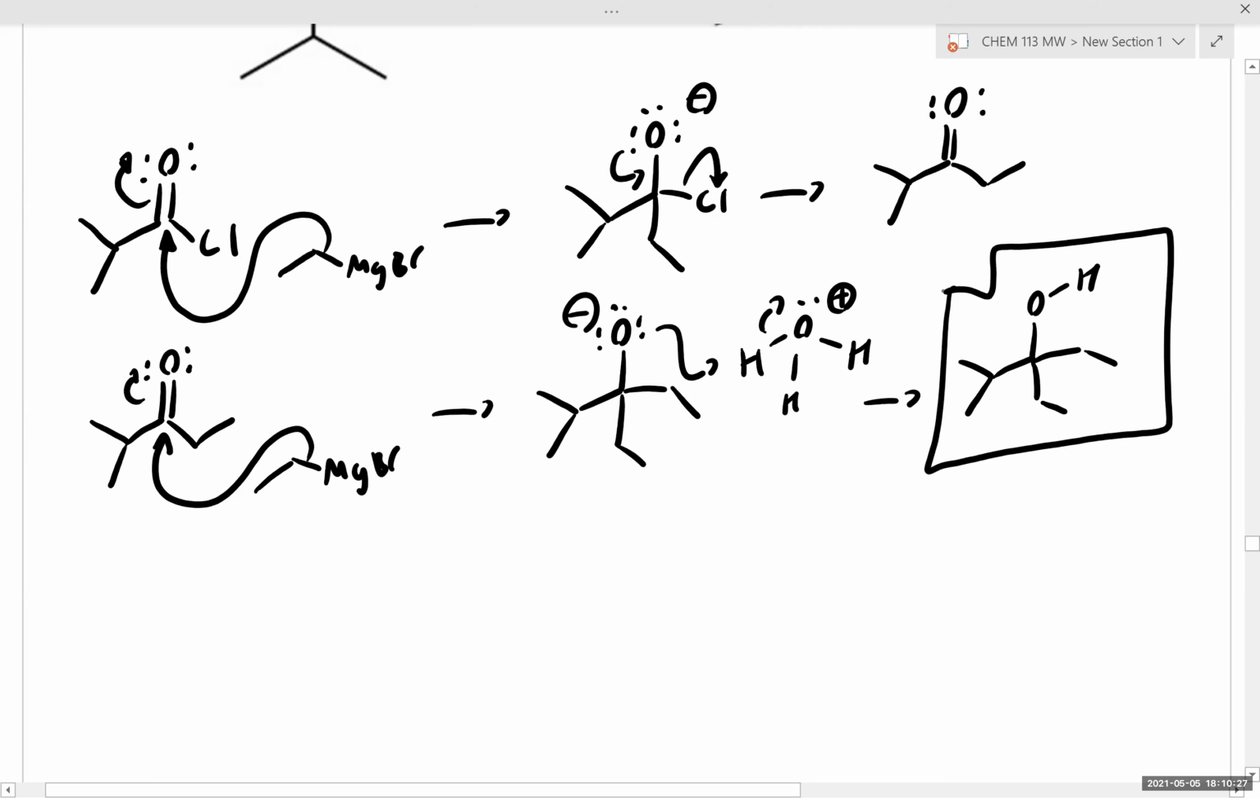Any questions on this example, and any questions on this mechanism for the reaction of acyl chlorides with Grignard reagents? Any questions on this example before we move on?